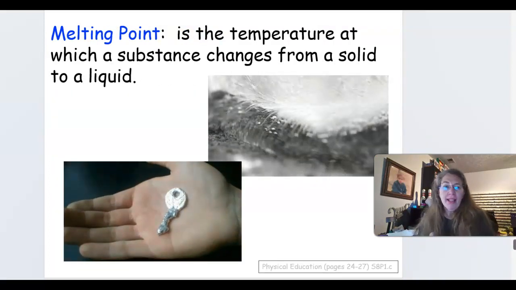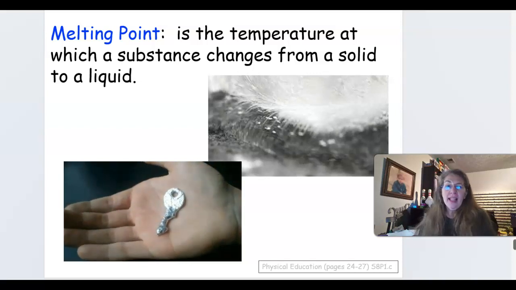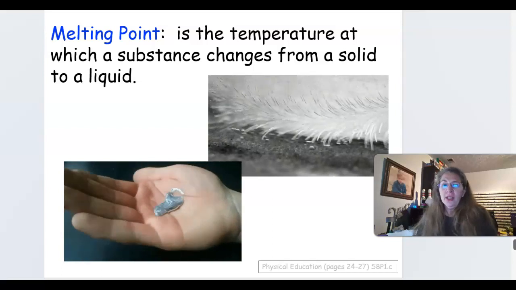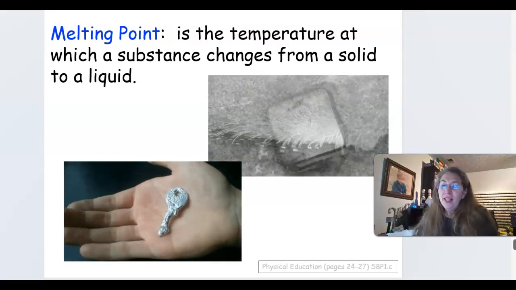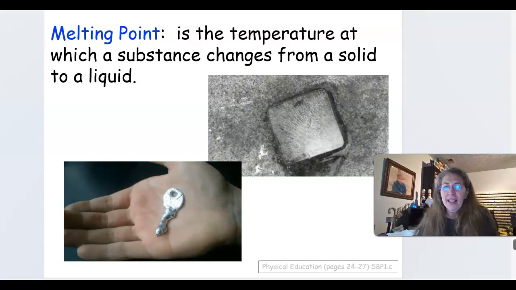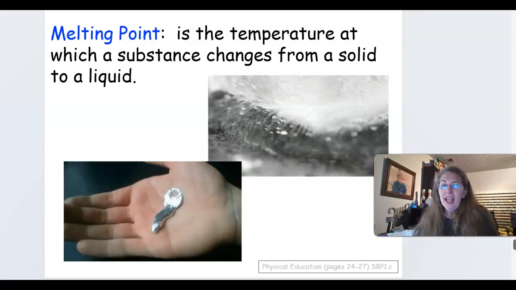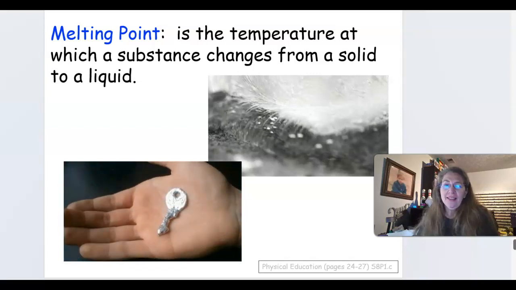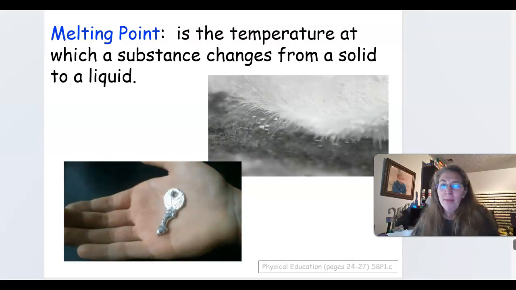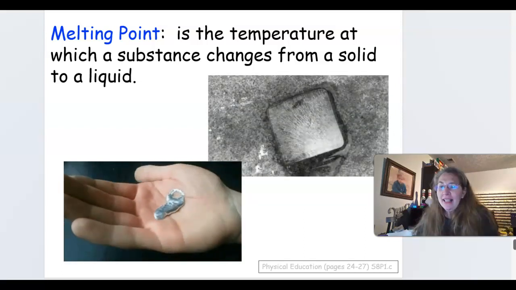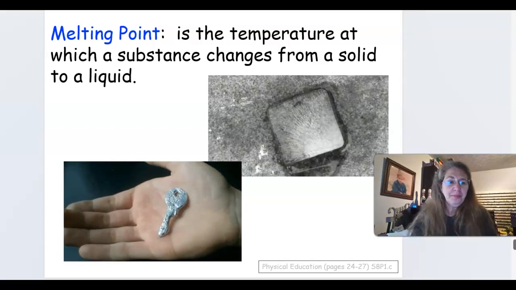Another physical property is melting point, and that's the point at which a substance will change from a solid to a liquid. You can see the person that has their hand open has a special type of metal, and I think it's gallium, that the melting point is so low that it can melt in your hands. And you can see in the picture up at the top that the ice is melting.